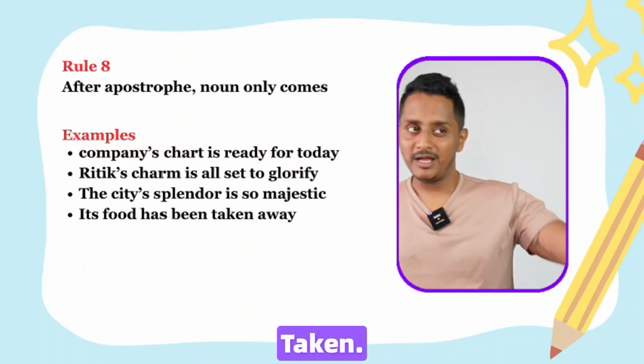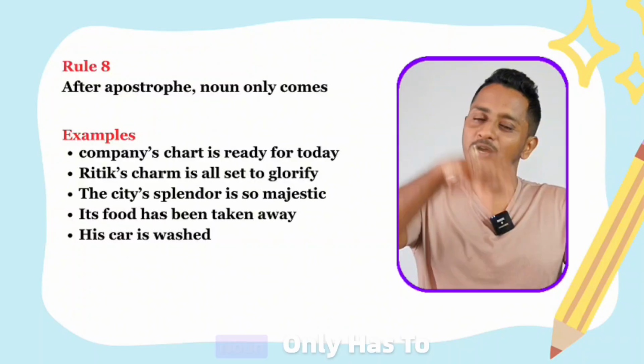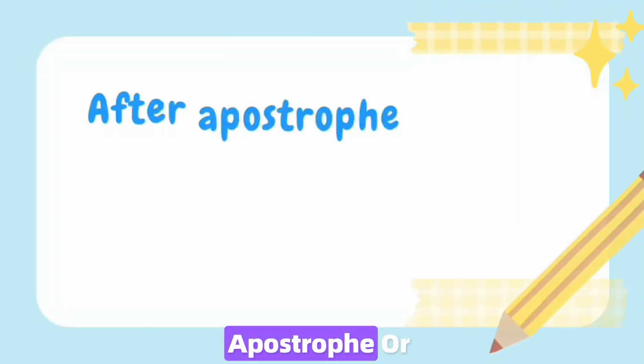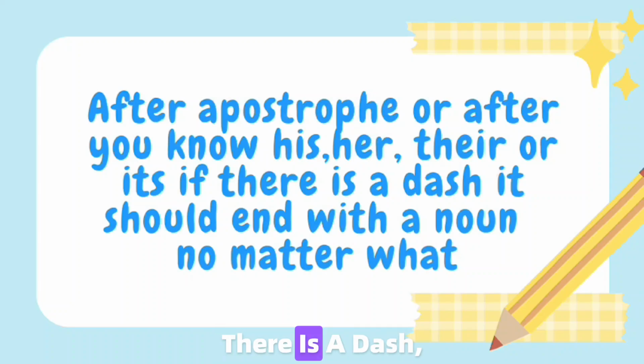Its food has been taken. Its dash, now a noun only has to come. His dash is washed: car. A noun only has to come after an apostrophe or after his, her, their or its. If there is a dash, it should end with a noun no matter what.